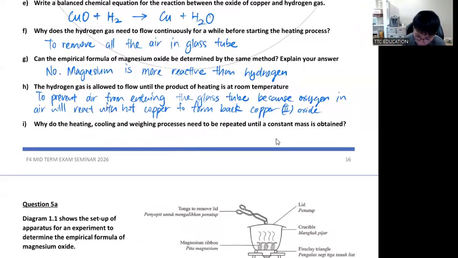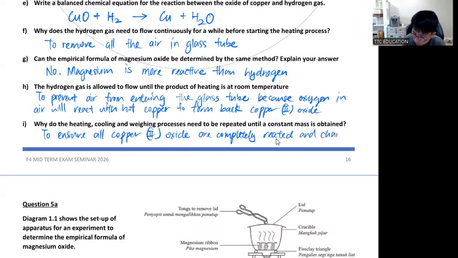Okay, so we can say that it is to ensure all the copper 2 oxide is completely reacted and changed to copper.